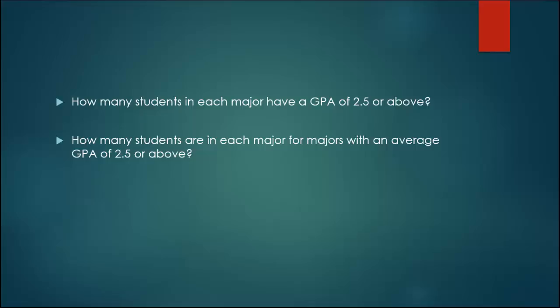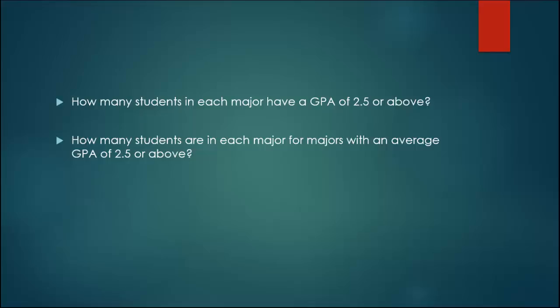But here's my quick summary of how to answer the question. Make sure that you choose the appropriate fields. Here we're seeing how many students. That's telling us to count something. We always want to count the primary key. We're saying in each major. That's telling us we need major and we need to group by major. And then we say have a GPA of 2.5 or above, or an average GPA of 2.5 or above. That means we need GPA as a field. We need to add greater than or equal to 2.5 as a criteria.